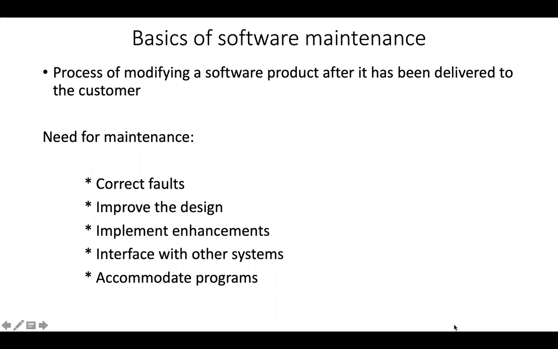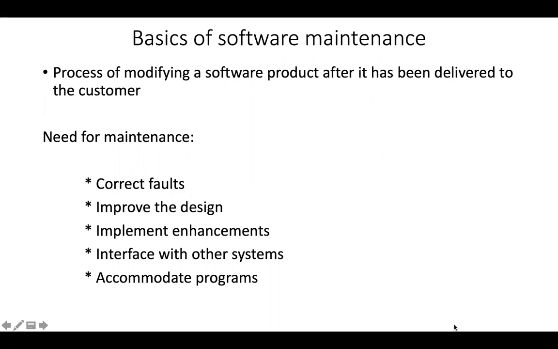In this, we really need to know what software maintenance is. The process of modifying any software product after it has been delivered to the customer is generally called maintenance. Purpose: why we need to do the maintenance is to modify and update the software application after delivery, to correct the faults and to improve its performance. So there are only two basic reasons why we do maintenance. One is to correct the faults, another is to improve the performance.